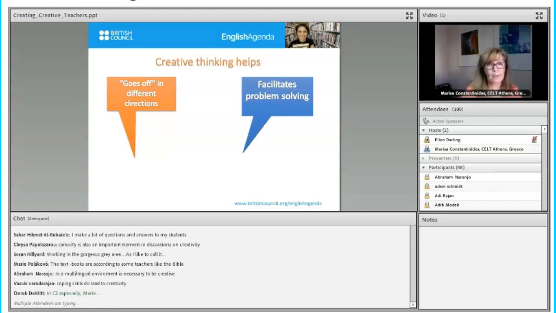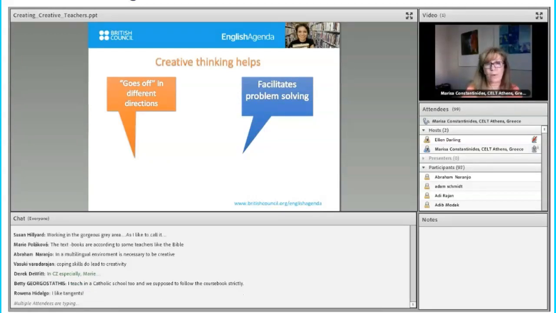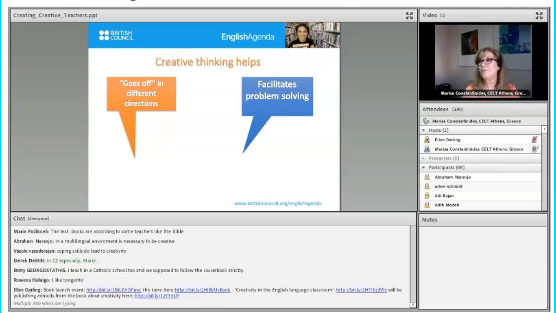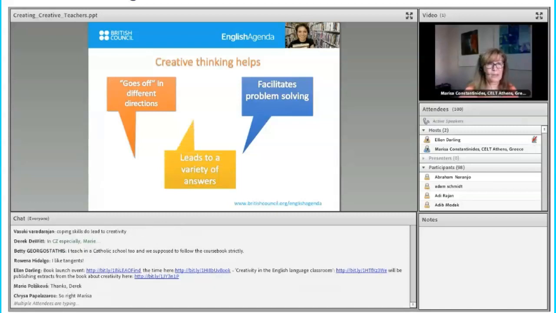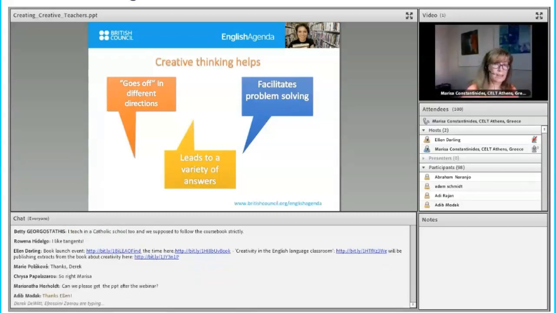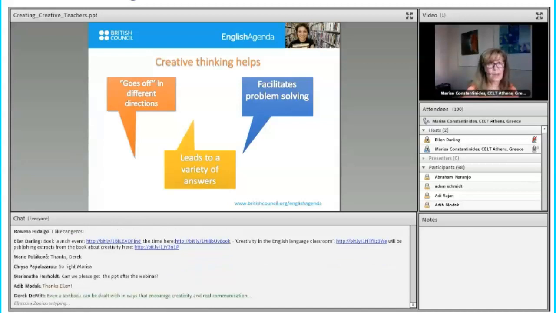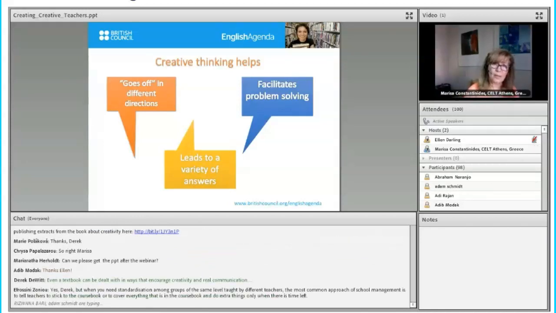It facilitates problem solving, and what, if anything, does a teacher do other than solve problems all day long? The problems are how to correct, what to correct, anything that has to do with dealing with the unexpected in the foreign language classroom. And finally, creative thinking helps because it leads us to a variety of answers, and not just to answers of one kind.